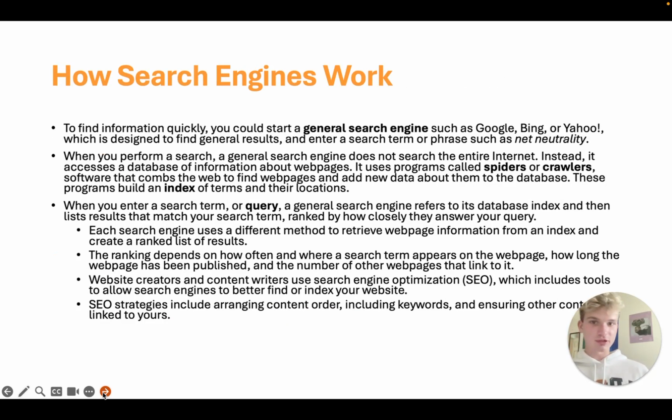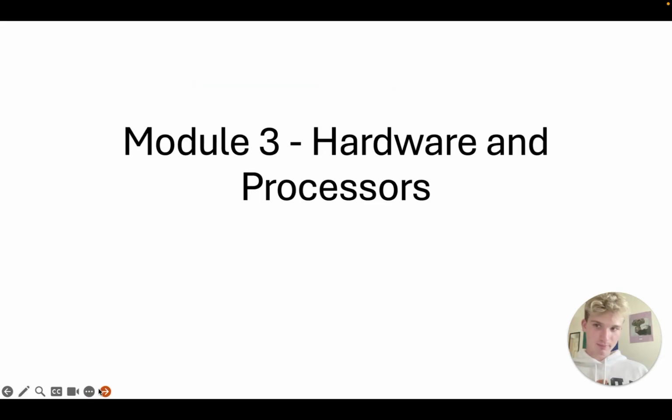To find information quickly, you should start with a general search engine like Google, Bing, or Yahoo, which is designed to find general results, and enter a search term or phrase into the search bar, and you'll be able to find what you're looking for. In Module 3, we learned about hardware and processors.